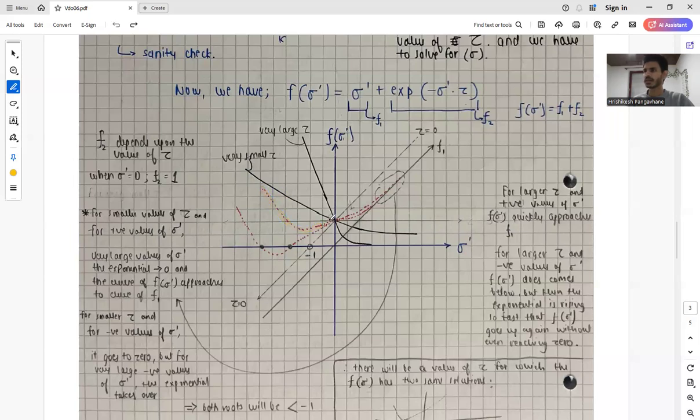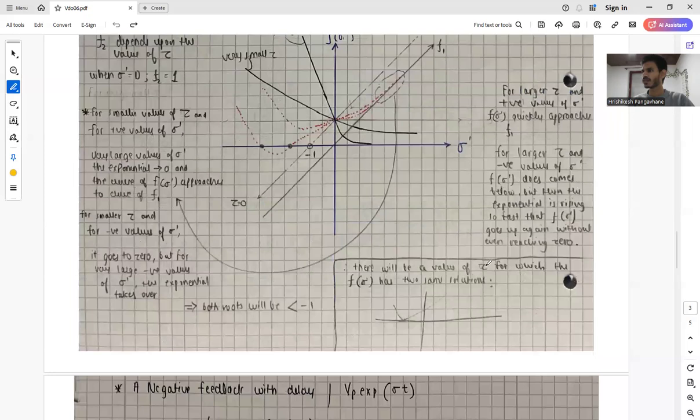So basically these curves totally depend on the value of tau, and there will be a value of tau for which the function has two same solutions. So basically the minimum value of the function will be touching the x-axis, or will be equal to 0. So this condition is very crucial and we'll talk about it soon.